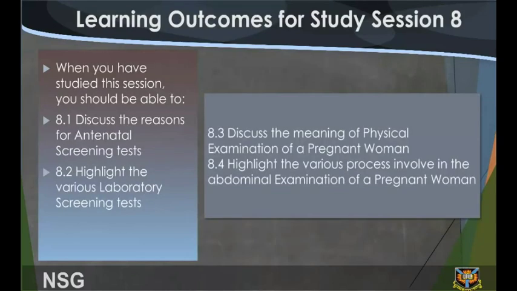Learning outcomes. When you have studied this session, you should be able to: 1. Discuss the reasons for antenatal screening tests. 2. Highlight the various laboratory screening tests. 3. Discuss the meaning of physical examination of a pregnant woman. 4. Highlight the various processes involved in the abdominal examination of a pregnant woman.